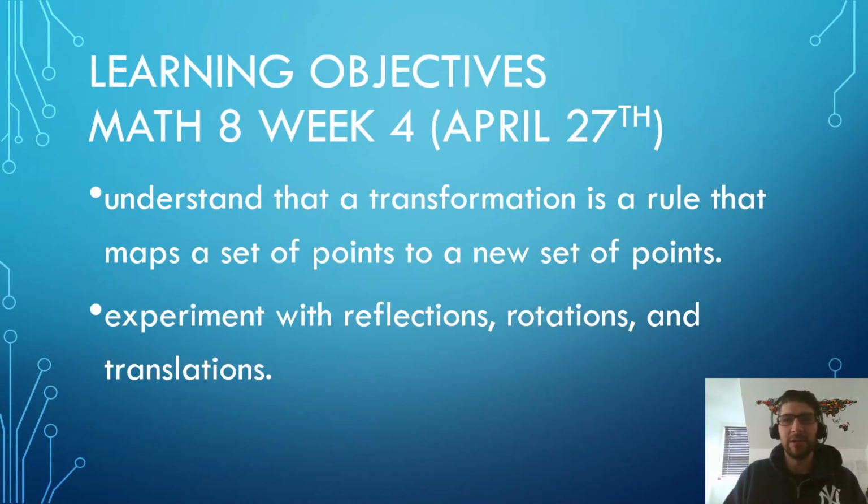Today's lesson will cover these objectives, which are the same as week 4 of the Math 8 BCPS remote learning packet, which is the week of April 27th. Students will understand that a transformation is a rule that maps a set of points to a new set of points, and experiment with reflections, rotations, and translations.